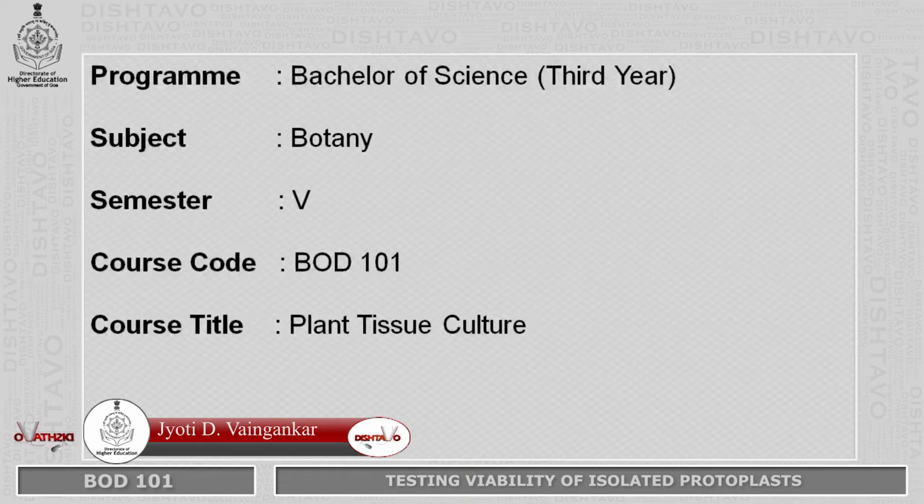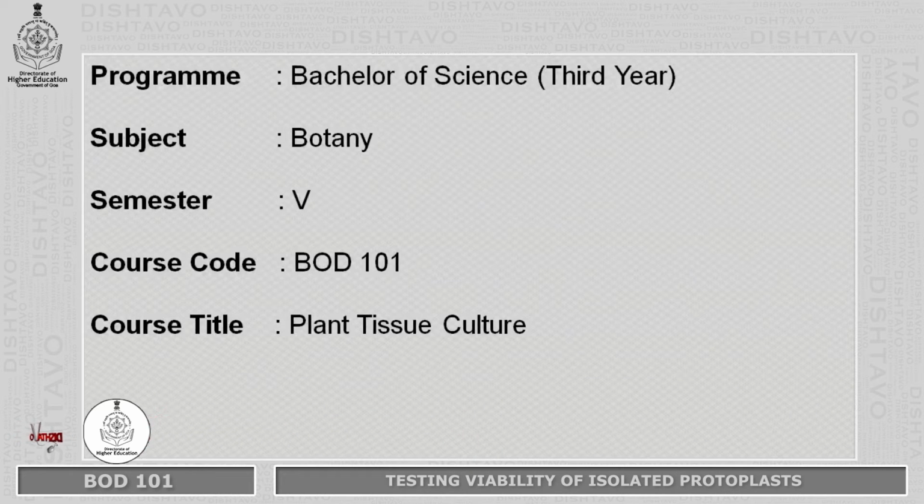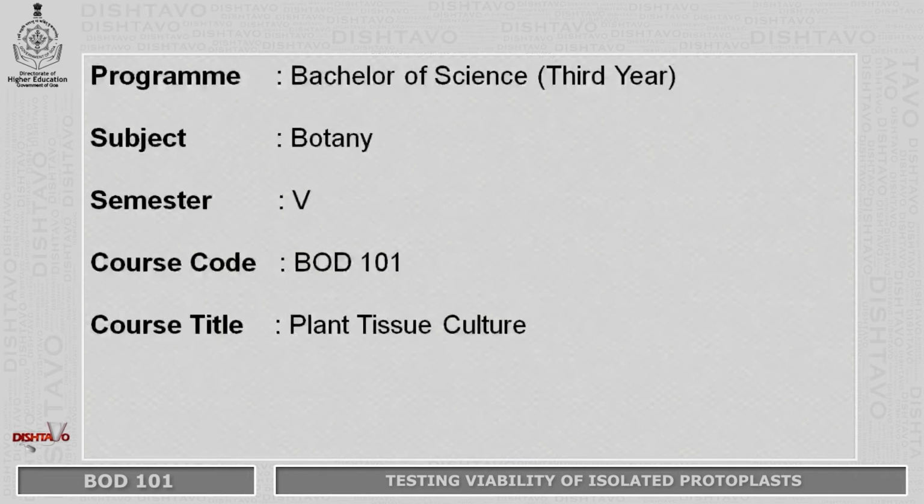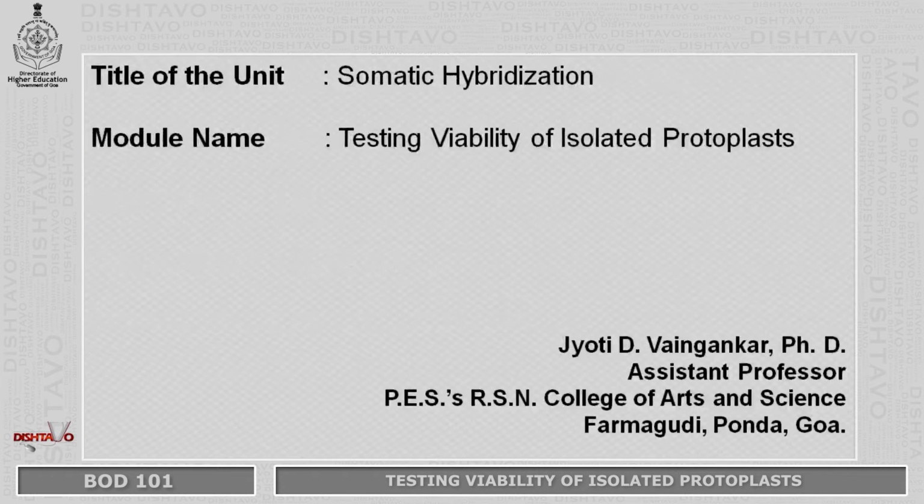I am here to present a module for the program Bachelor of Science in the subject of Botany for the course Plant Tissue Culture. It is from unit Somatic Hybridization. Name of the module is Testing Viability of Isolated Protoplast.